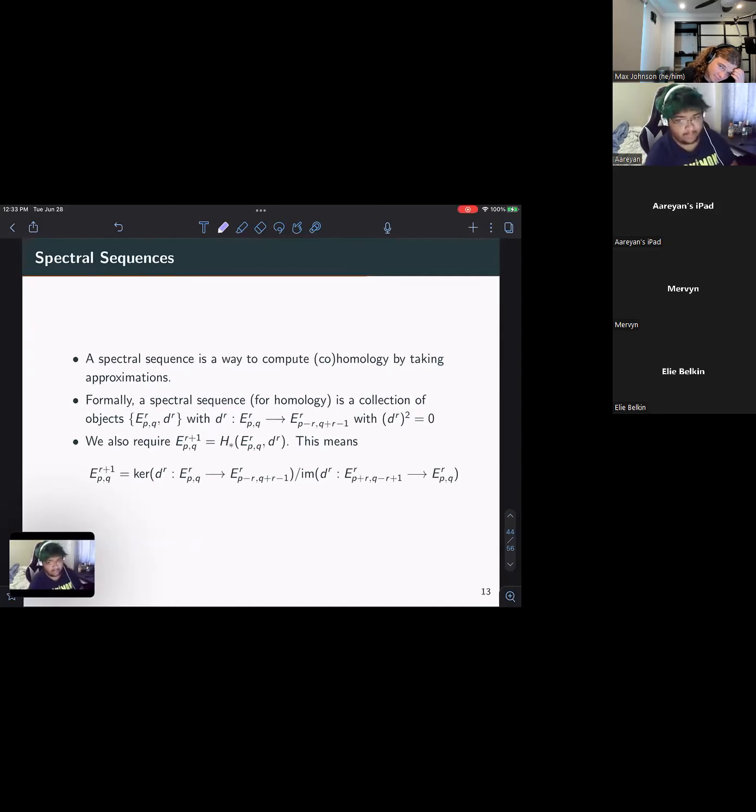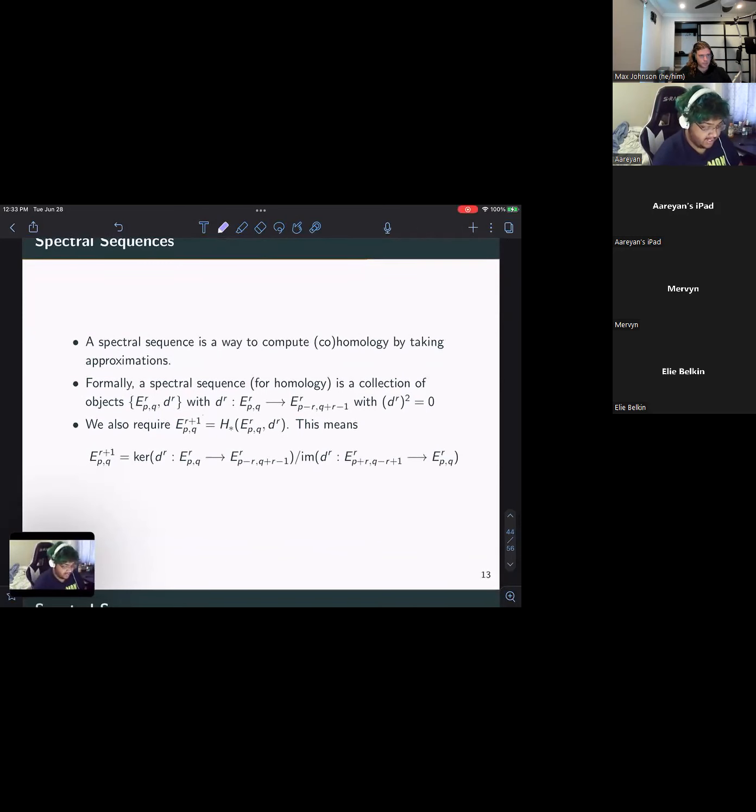So we also want that we can increase the r by taking the homology of E^r with respect to d_r. What that actually means is you take the kernel of d_r going from E^r_{p,q}, and then the image of d_r going into E^r_{p,q}, and mod them out. Let me explain the visual intuition behind this. This is kind of ripped out of Hatcher, so if you want a more complete picture you can read that.